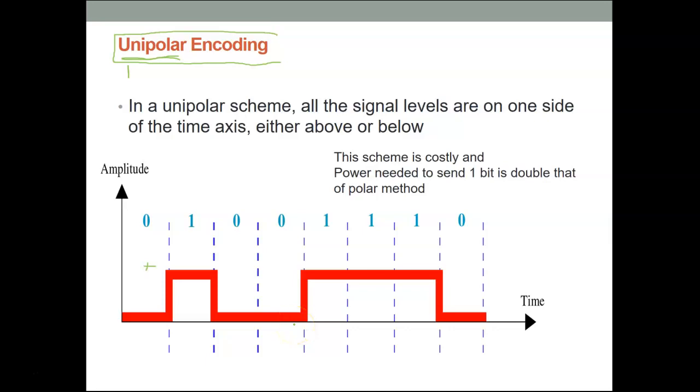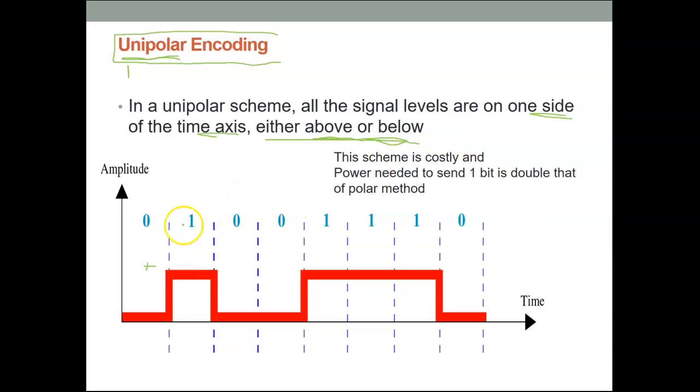It doesn't go down. واضح؟ So unipolar encoding means that it goes only on this side of the axis. So in a unipolar scheme, all the signal levels are on one side of the time axis, either above or below. It can be above or below, but it's in one side. And if it's down, it will be all down, negative part. If it's up, then all will be up. That's why we call it unipolar, one polar.